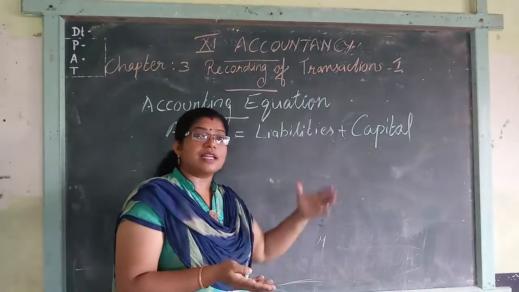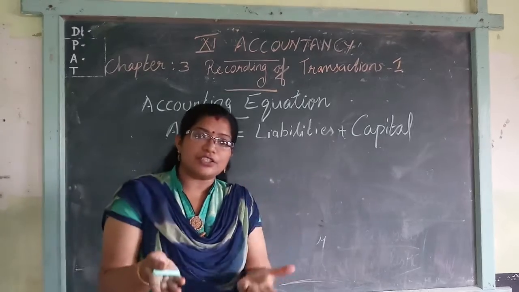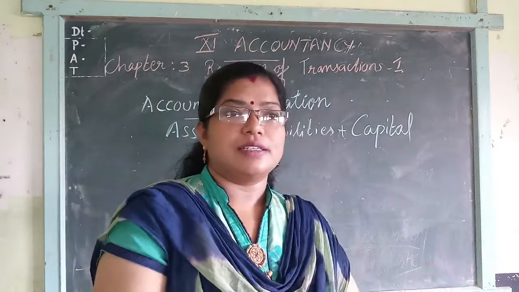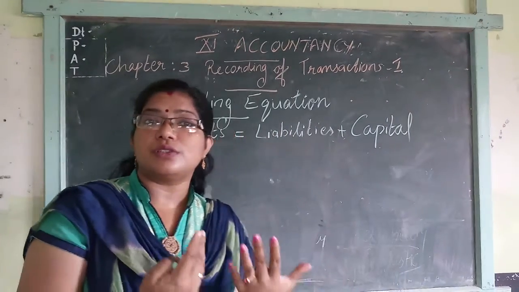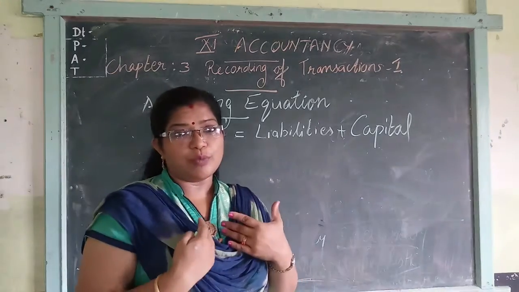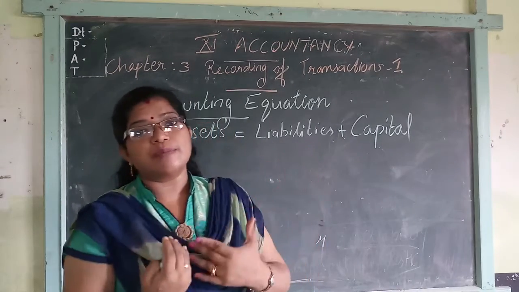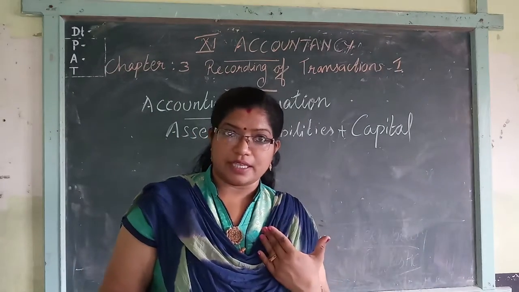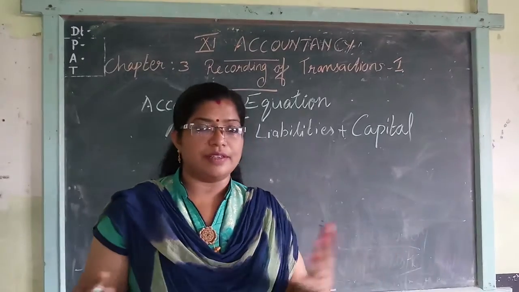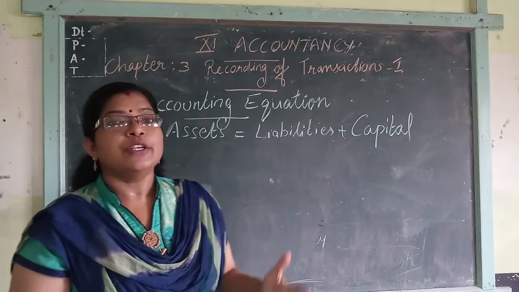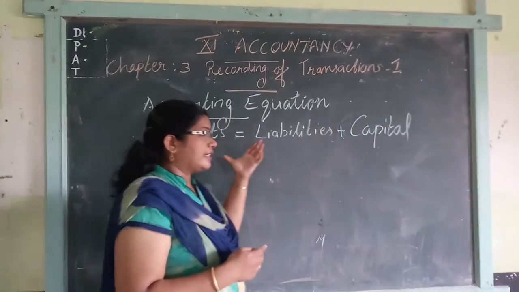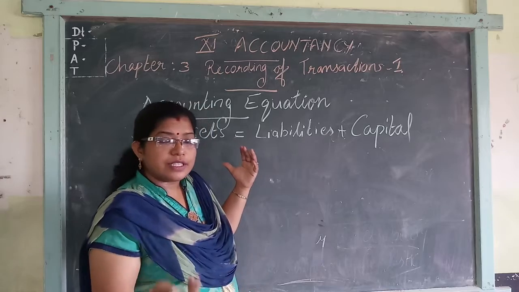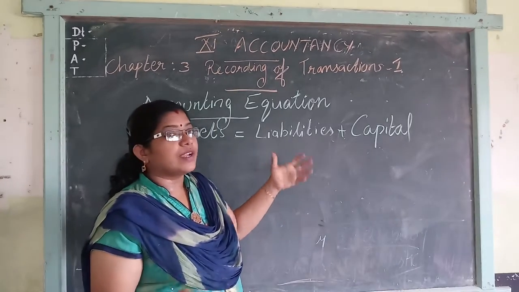Then creditor is the liability. Creditor means we have purchased goods on credit from our supplier. Suppose Mr. Y is our supplier and he is selling goods to us on credit basis. From our point of view, we purchased goods from Mr. Y on credit, so Y is our creditor, a liability. We must pay that amount within a specified period of time. So debtor is an asset, creditor is a liability. In this example, X is a debtor, Y is a creditor.